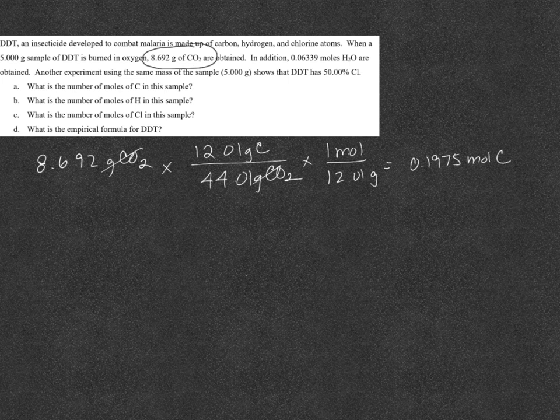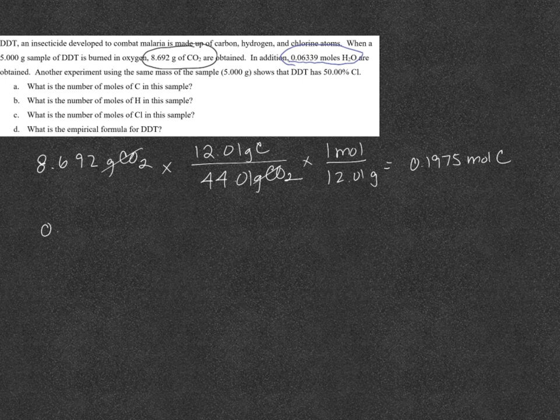And that's moles of carbon. Now the next question is asking, what is the number of moles of hydrogen? Well, it tells us here that 0.06339 moles of water are produced. I know that there are 2 moles of hydrogen for every 1 mole of water, so I can do a conversion.